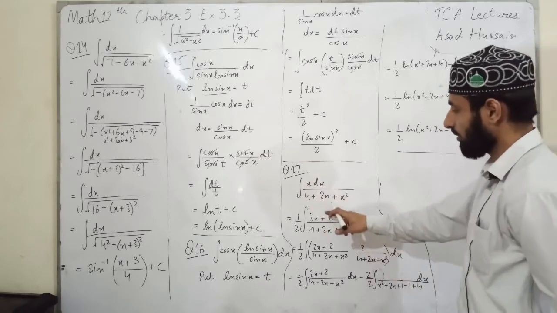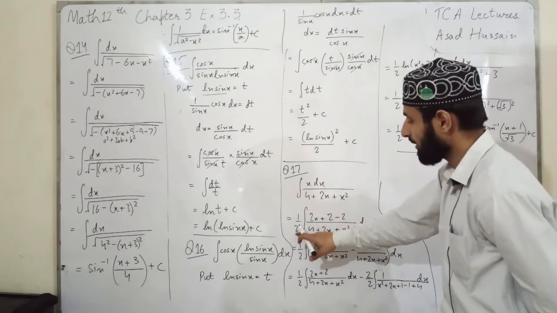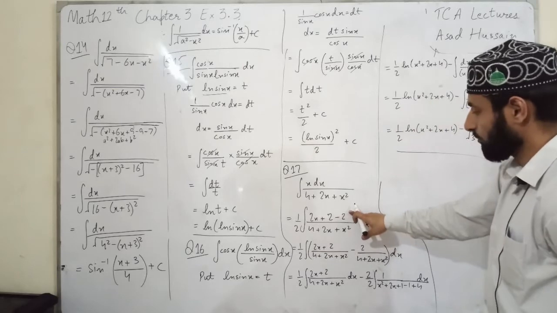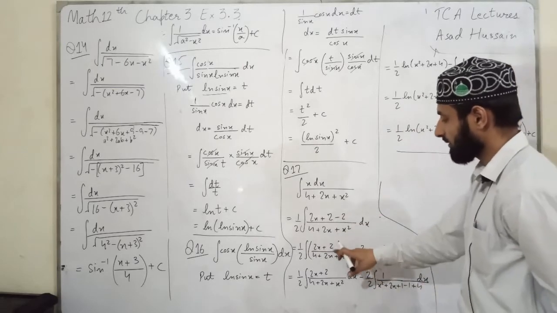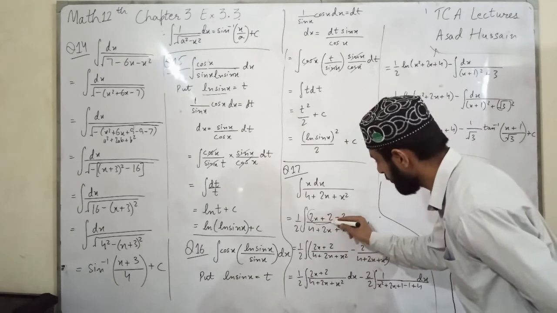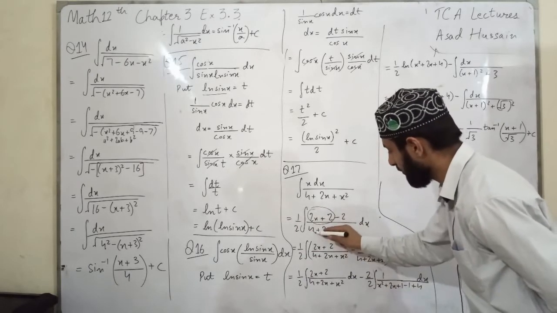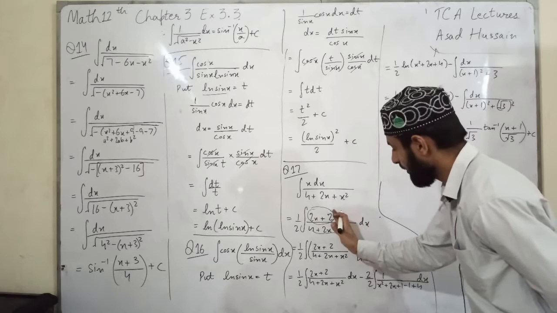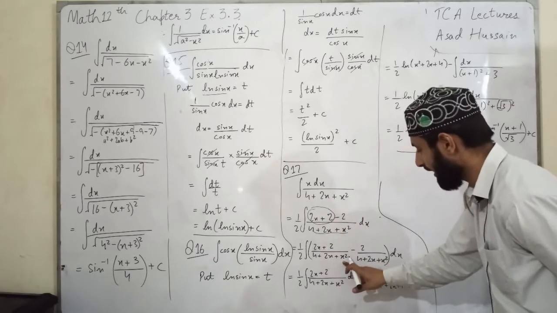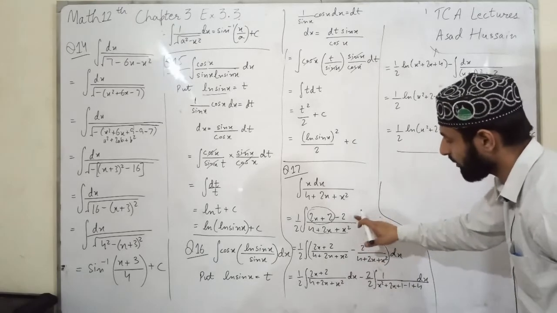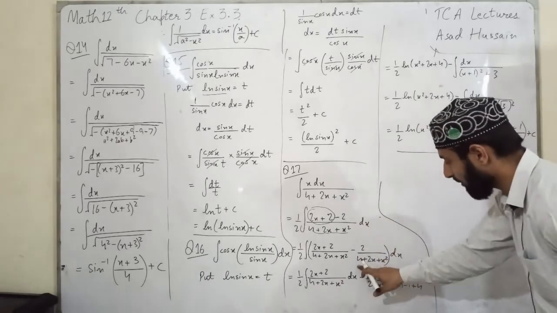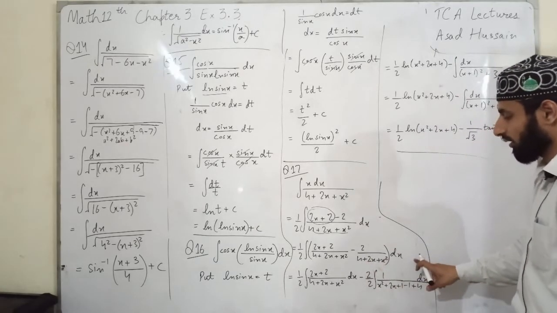Now for this, multiplying and dividing by 2 and adding and subtracting 2. Now breaking the LCM, we get 1 over 2 integral 2x plus 2 is the derivative of this function. So we will separate it like this, 2x plus 2 over 4 plus 2x plus x square, and the remaining 2 is separated again, which will be equal to negative 2 over 4 plus 2x plus x square dx.